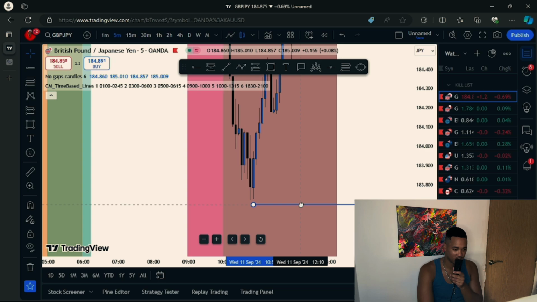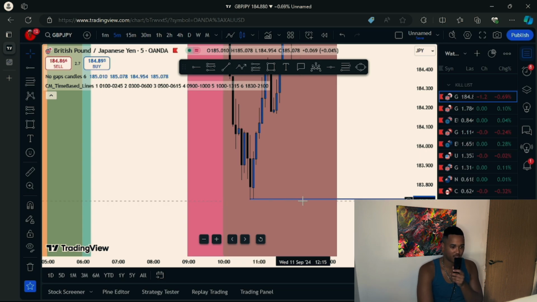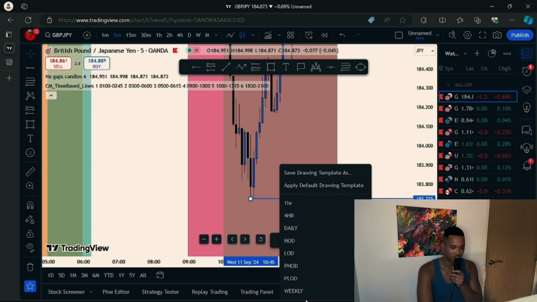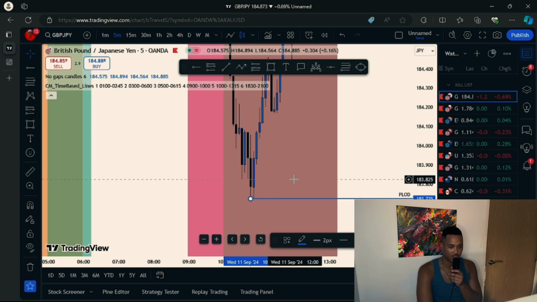You can't just be marking off any other point and expect, yo, these zones are gonna work. No, it's not gonna work because you marked off the wrong point. It's not gonna be accurate. You understand what I'm saying? So this is the previous low of day.